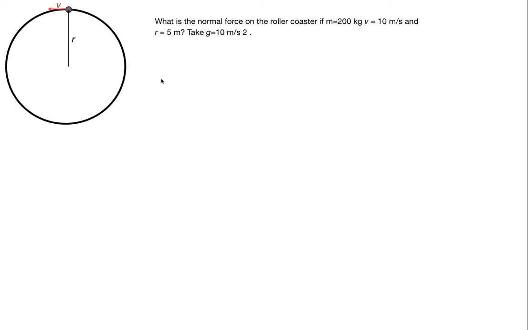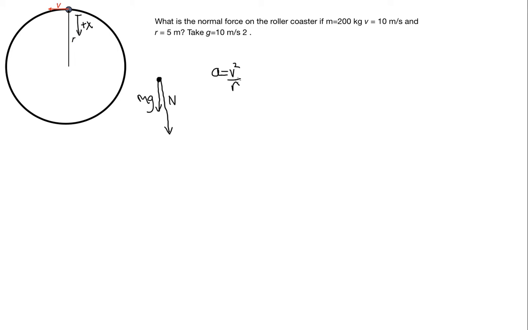Now, what you have to remember about this is that at the top of the roller coaster, there are two forces acting on the car. There's the weight, mg, and there's a normal force. And if I pick a coordinate system so that it's pointing inwards here, may as well call that plus x. I know that I have to have an acceleration in that direction going towards the center of magnitude v squared over r.